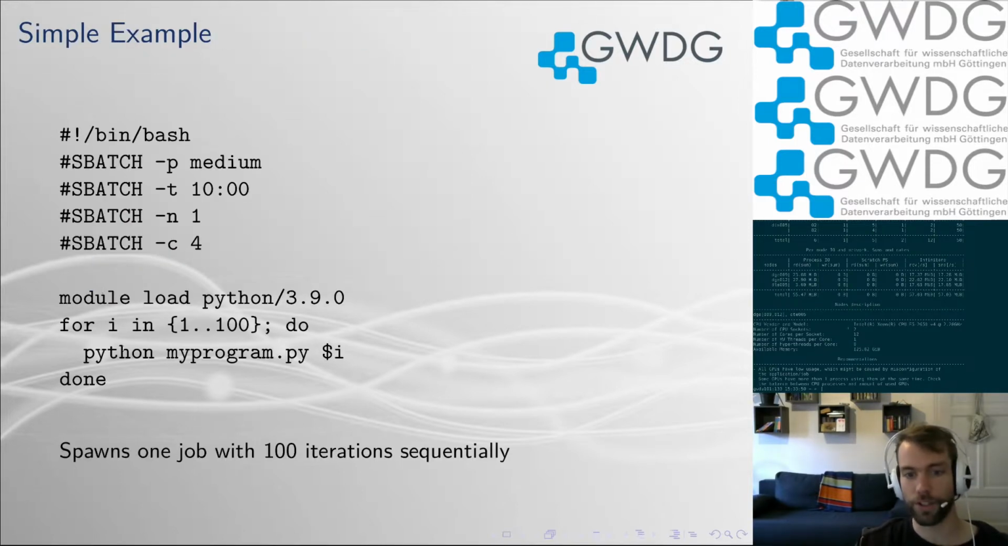How does this work? This is an example of something that you could easily parallelize with a Slurm array. So you have your job script, usual parameters, you load a module, and then you go through from 1 to 100, whatever it might be. You can also go through files or something like that, but in this case, just numbers from 1 to 100, and you run your program with this as a parameter. This is one job which does 100 iterations sequentially.